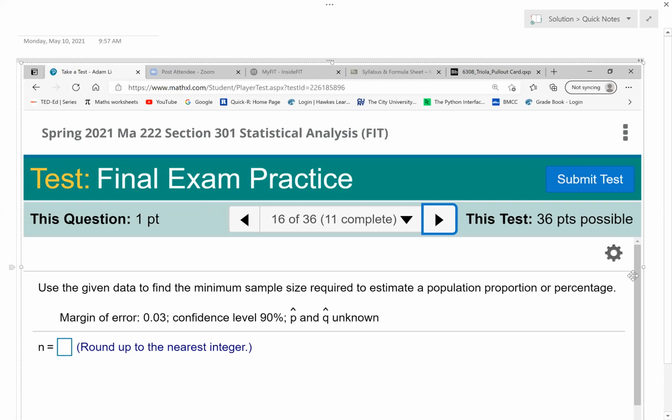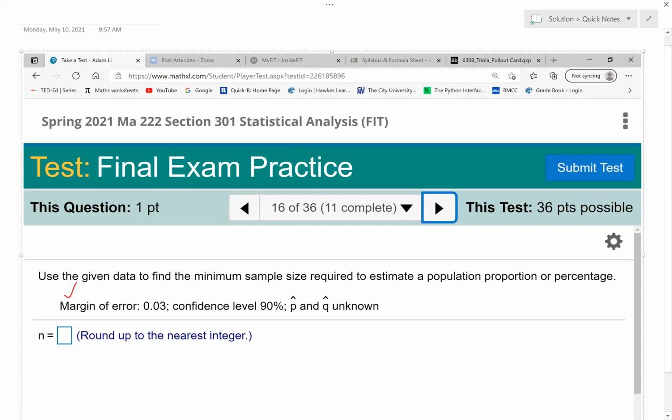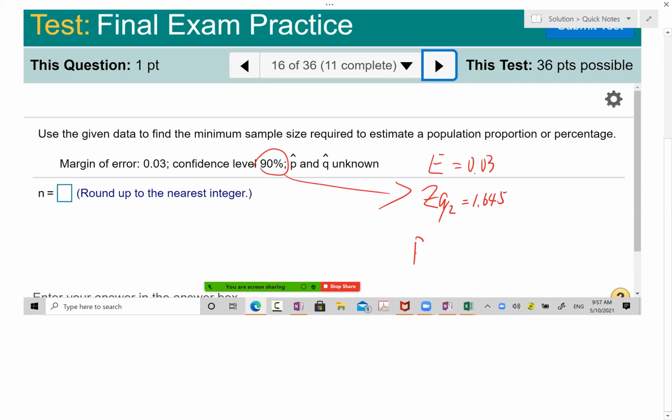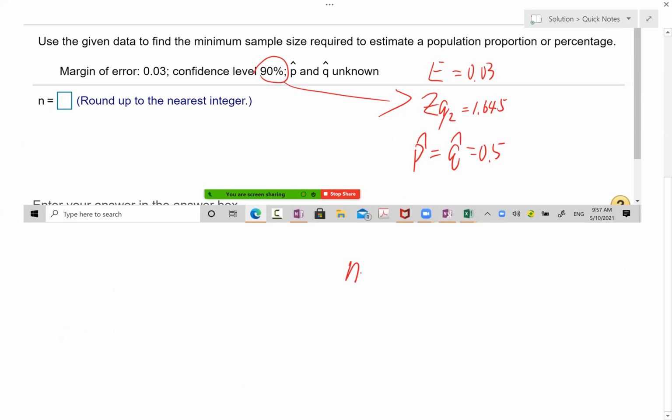So one more time, margin error is given. So we know this thing, margin error. So E equal to 0.03. So 90% confidence level indicates critical z-score. It's 1.645, right? And p hat, q hat unknown. So both p hat equal to q hat equal to 0.5. Okay, now sample size should be critical z-score square times 0.25 over margin error square.